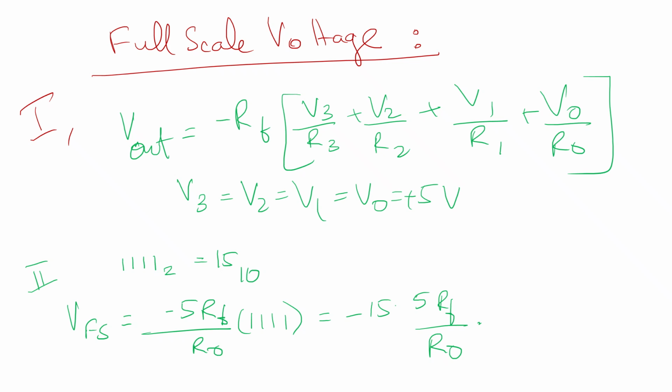This is equal to the step size into the maximum digital input value, or also step size into 2 power n minus 1, where n is the number of bits. So this is the way we need to calculate the output voltage of the DAC. In today's video we have discussed the output voltage calculation, full scale value, and resolution calculation for the binary weighted resistor DAC. Thank you.